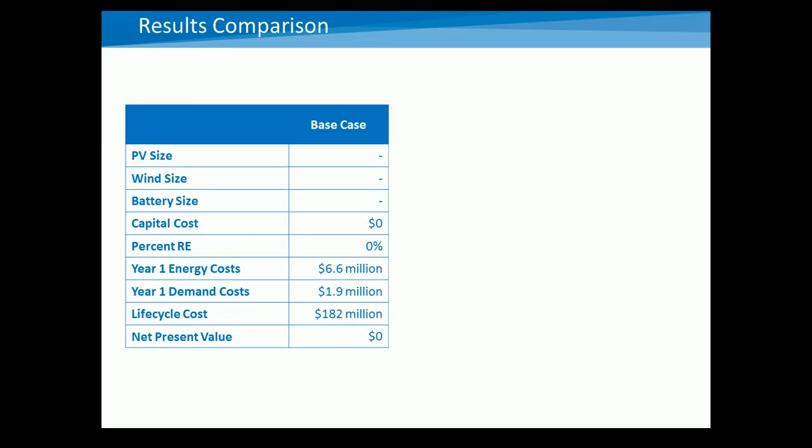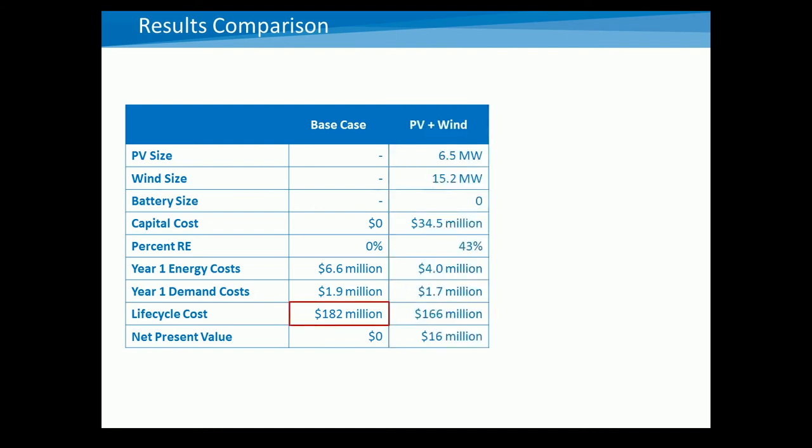Let's compare the scenarios we just ran. We started with the base case, which is the business as usual or do nothing case, where the site continues to purchase electricity from the grid. You can see that if they continue to purchase all their electricity from the utility, their life cycle cost of energy will be $182 million. If they implement a PV and wind project, their life cycle cost goes down to $166 million, and the net present value is $16 million.